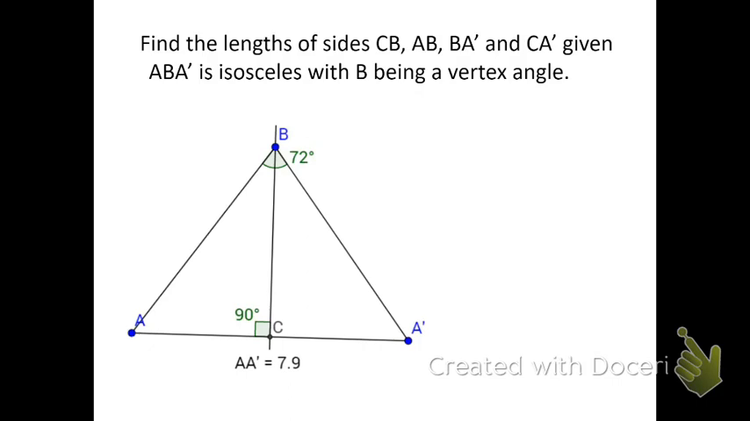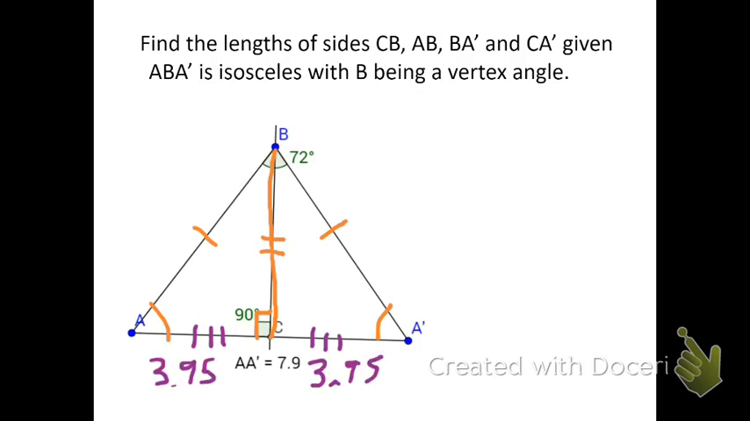Although it's already drawn as BC, what we're going to do when we have an isosceles triangle is split it in half by drawing the height. Now, this is an isosceles triangle, so the legs and the base angles are equal, and this is a shared side. So by hypotenuse leg, triangle ABC and A prime BC are congruent, which means that these legs, AC and CA prime, also equal each other. So if we divide 7.9 by 2, each of those new sides is going to be 3.95.